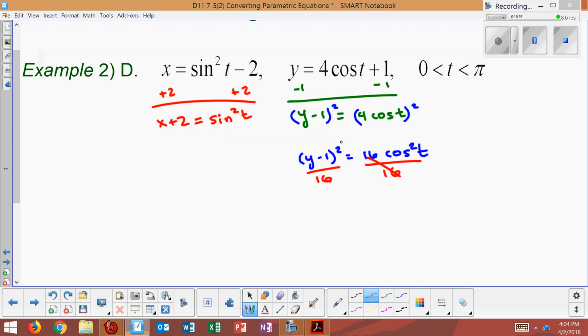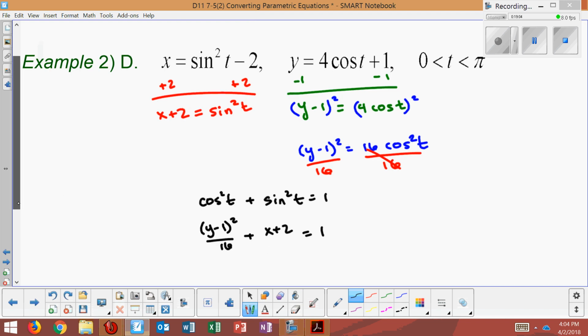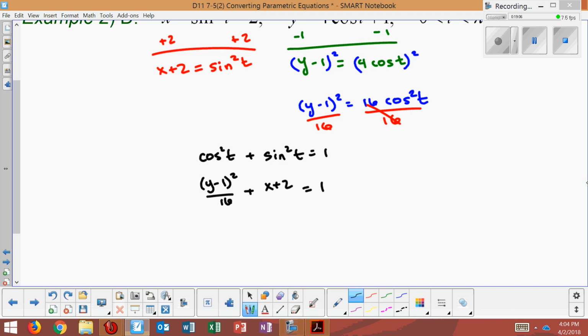Now I have cosine by itself and sine by itself. So when I substitute into the formula, cosine squared t plus sine squared t equals 1. When I substitute for sine, I get x plus 2 here. When I substitute for cosine, I get y minus 1 squared over 16. That's a plus. That equals 1. So we've now simplified.